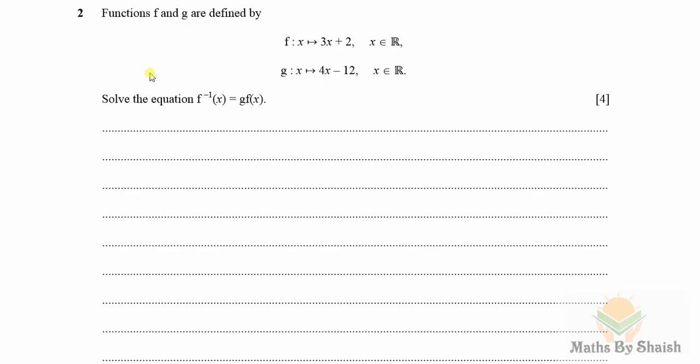Functions f and g are defined as f(x) = 3x + 2 for all real numbers, and g(x) = 4x - 12 for all real numbers. We need to solve the equation f inverse of x is equal to g f of x. So first of all, we need to find these two functions. I will draw a diagram so that we can see what we are actually going to find.